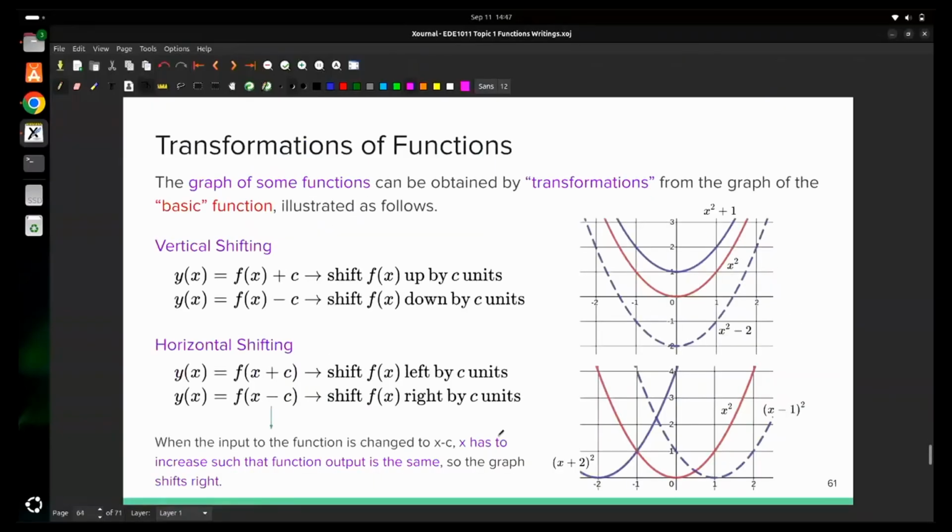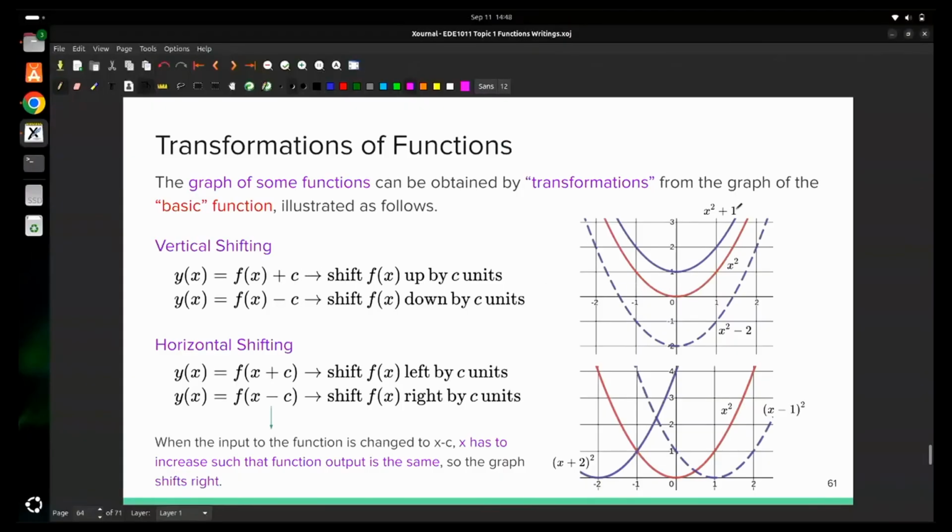Now the final part, which is on the transformations of functions. This one is actually quite easy to understand, so I'm just going to quickly go through. The graph of some functions can be obtained by transformations from the graph of the basic function. If you have a basic function f of x, and you want to get y of x by shifting, shifting is really just plus c and minus c, so this one is very easy. If you have plus c where c is positive, then you just move up.